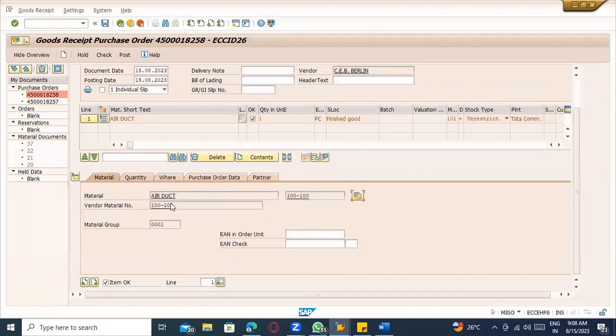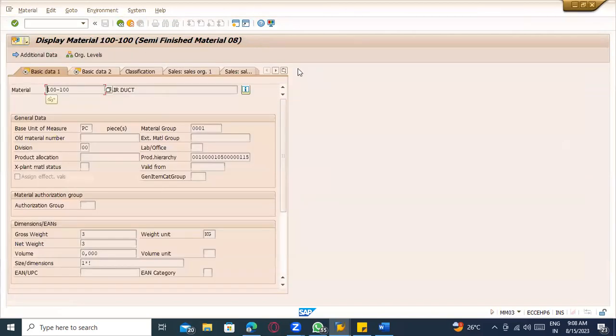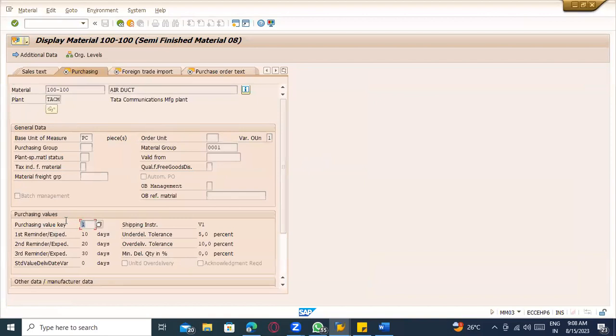So we maintain that one in the master data record, right? Yeah, we are maintaining that in the master data, in the purchasing data. You can see in the purchasing data there is a purchasing value key, where you consider the shipping instruction.